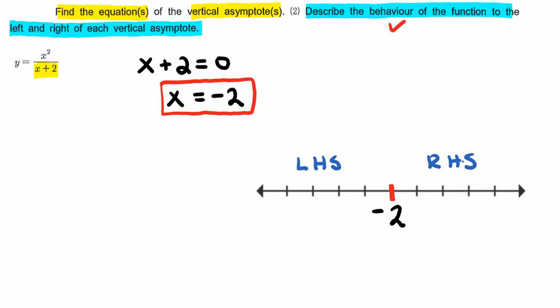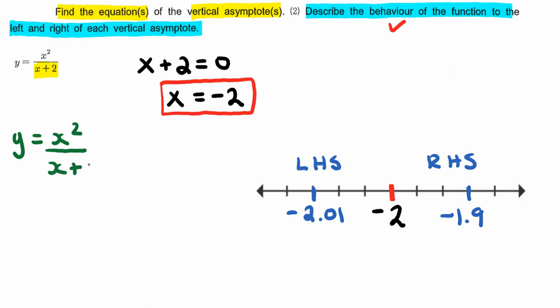Okay, so we've done these kind of techniques before, and all we have to do is pick a number on the left-hand side and the right-hand side of negative 2. So on the left-hand side, we can pick maybe negative 2.01, and on the right-hand side, we can pick maybe negative 1.9. Okay, so now we're going to take a look at the original problem here. So I have y equals x squared all over x plus 2.